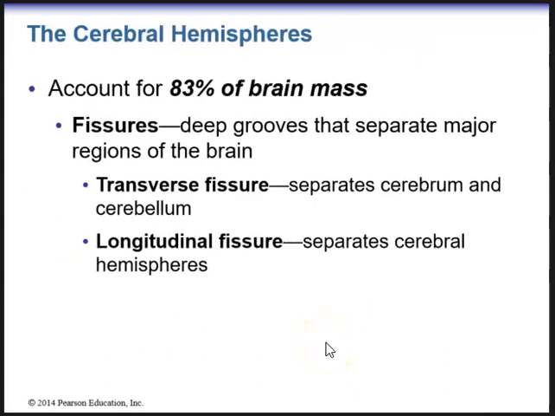Now, the cerebral hemispheres account for 83% of brain mass. We have structures called fissures. Fissures are deep grooves that separate major regions of the brain, and we have some really important fissures. We have the transverse fissure. The transverse fissure separates the cerebrum and the cerebellum. We then have this large longitudinal fissure. The longitudinal fissure is the fissure that separates right and left cerebral hemispheres.